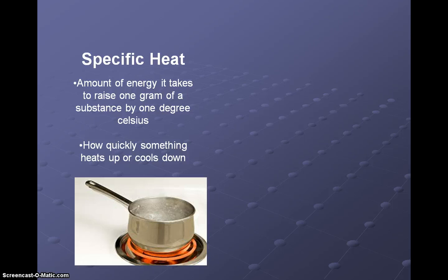Specific heat is the amount of energy it takes to raise 1 gram of a substance by 1 degree Celsius. To put that in layman's terms, it's how quickly or how easily something will heat up or cool down. A good example is a boiling pot of water. If I put a pot on the stove and it's filled with water, metals have very low specific heats, meaning it doesn't take a lot of energy to heat them up. And that's why the pot gets hot really, really fast.